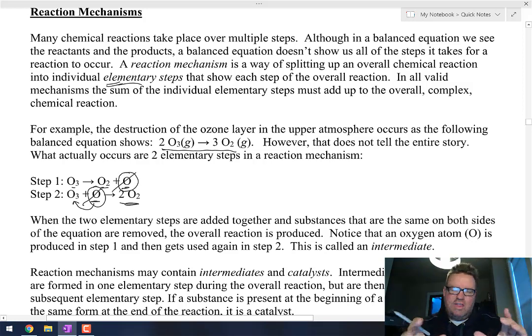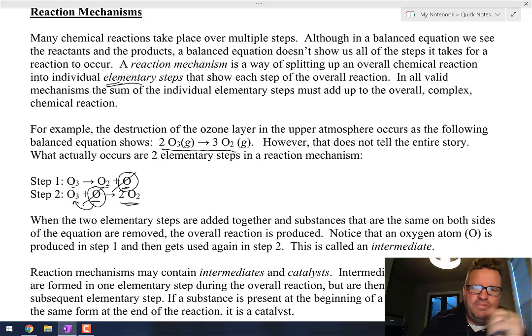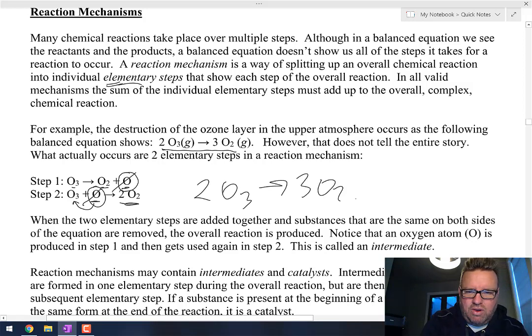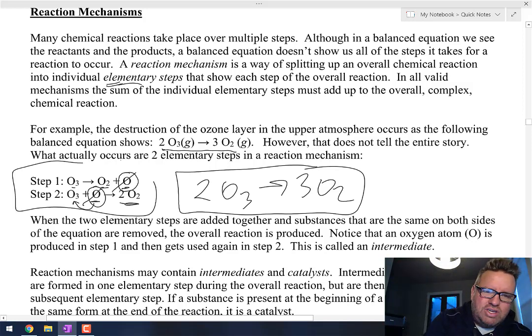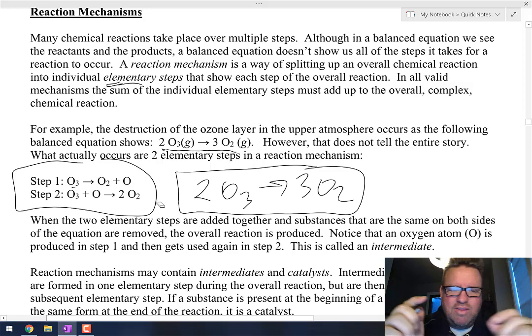Again, like a net ionic equation, when you have things that are the same on both sides, even if they're in different steps, they do cancel each other out. Now if we just add up the reactants and add up the products, we have 2 O3s as reactants, and 3 O2s as products. But see how when you just look at this, you don't really see what's exactly happening. But when you look at the reaction mechanism, you go, oh, that's exactly what's happening in that reaction.